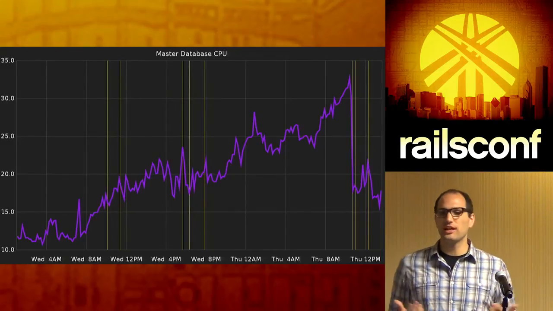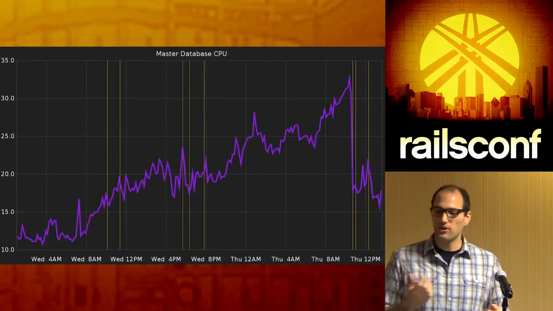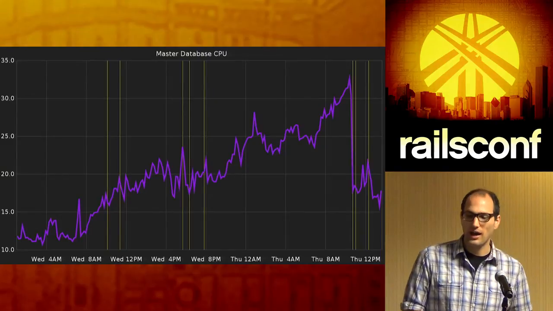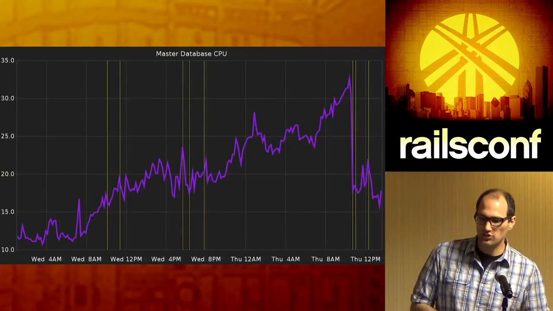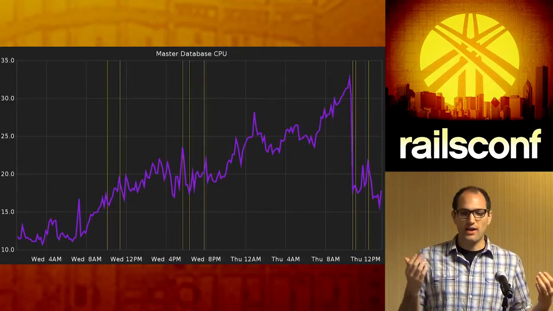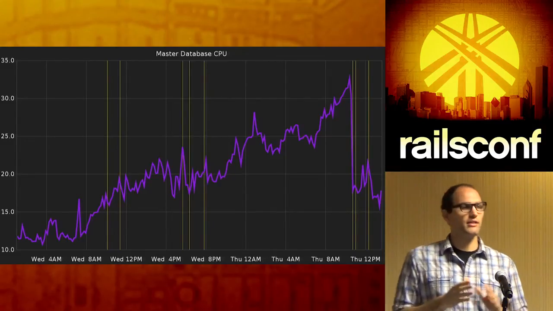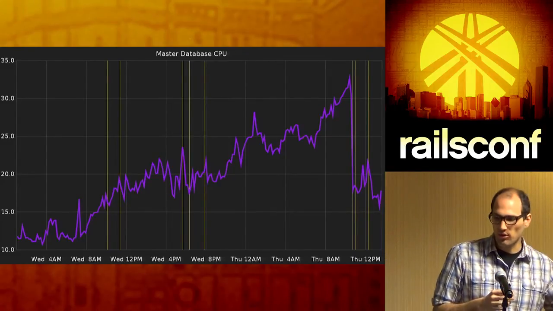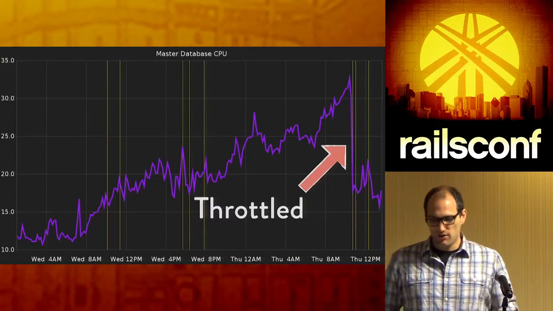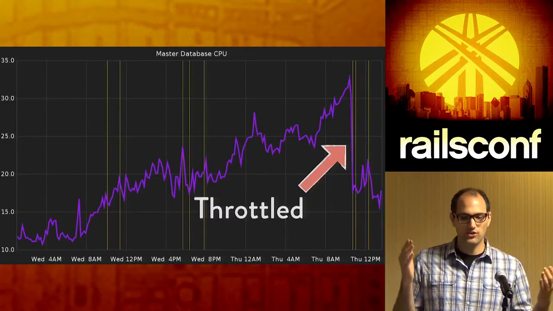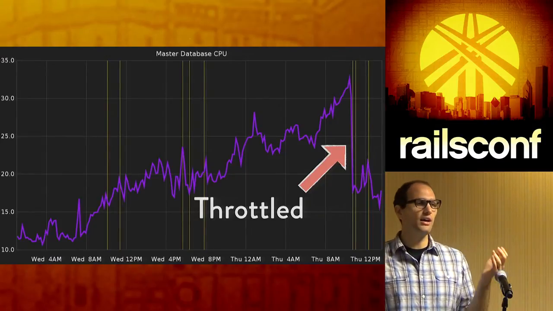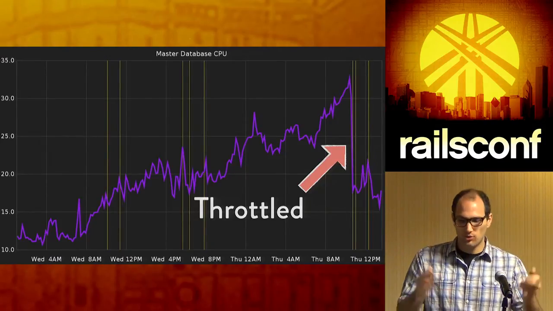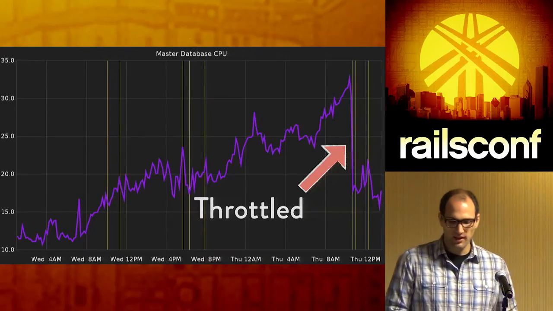And people who are just clicking around the site are having a slower experience because our database CPU is so high. So we decide, okay, you can make a couple requests per minute to change a pledge. It was one line of Rack Attack code. We deploy it. The yellow vertical lines here are deploy lines. So you can see that right here, about an hour after we get the alert that something was going wrong, we deploy, and immediately our database CPU drops. We're pretty much back to the happy place.